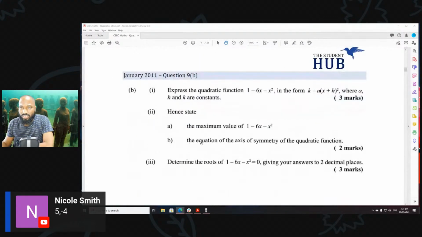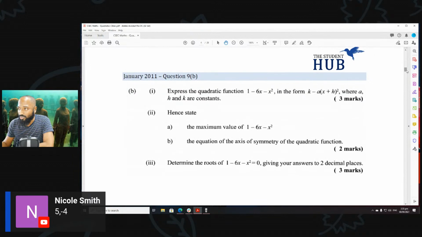Okay, so let's go on to January 2011. In 2011 now, people, we're moving along. Let's see the scroll bar. We're moving along. We're getting there. Express the quadratic function. Oh, so we need to complete the square again. And this time we're completing the square.